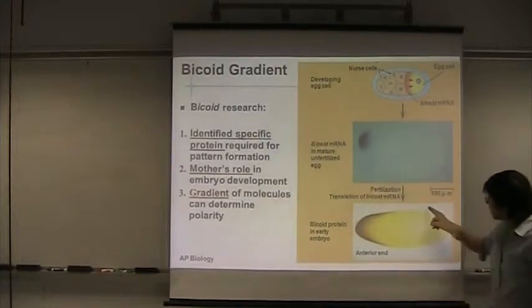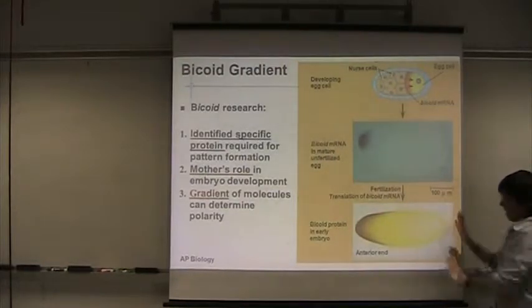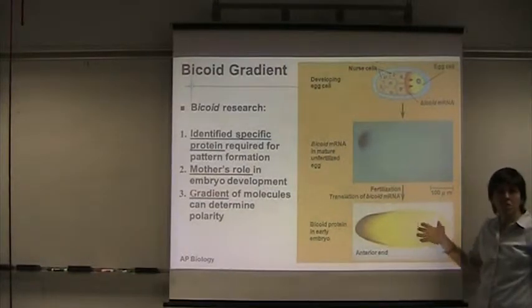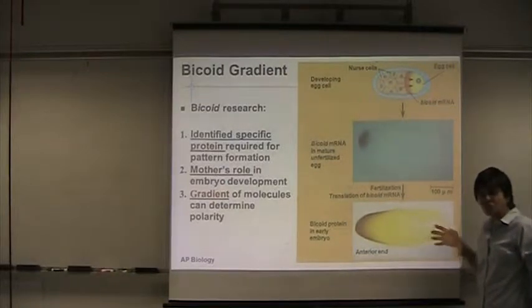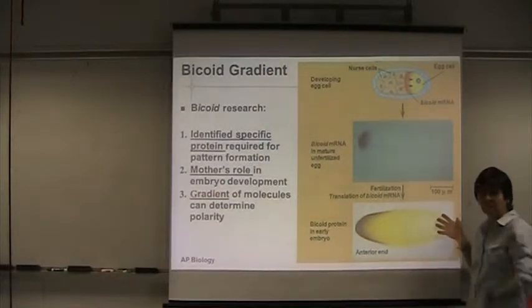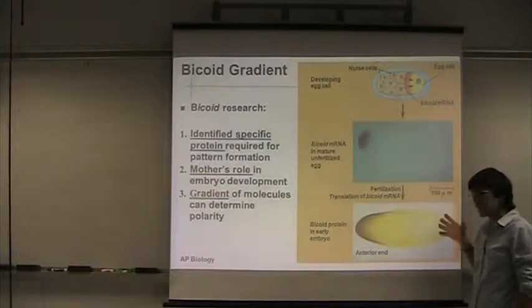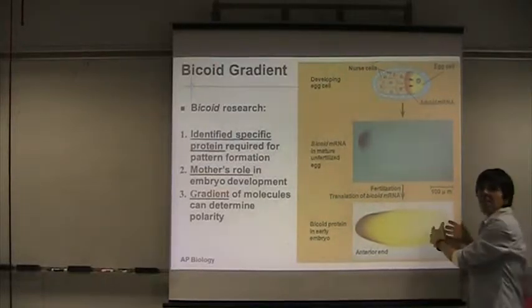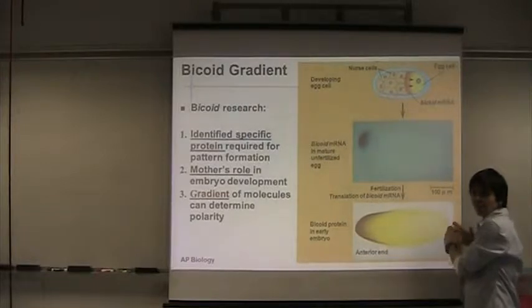Now, what happens if you do not have bicoid? Like here. That means you are not going to activate those genes that have to do with the head. And by default, if you don't create a head, this is going to be the tail.